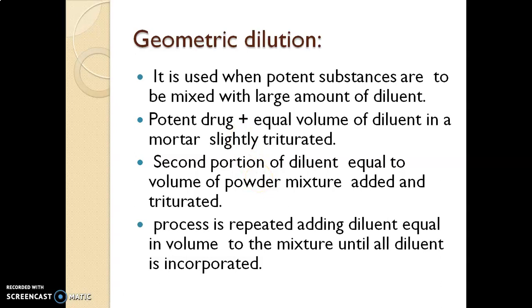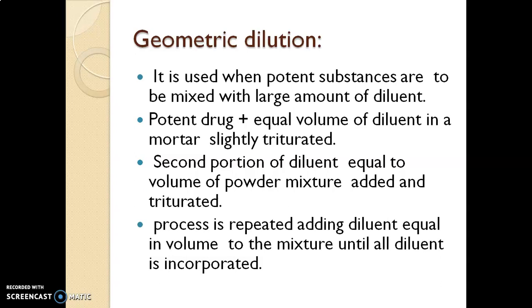It is used when potent substances are to be mixed with a large amount of diluent. Suppose you want to mix 100 milligram of potent medicament with 900 milligram of diluent, say lactose. How will you mix? By the geometric dilution method. First step: the potent drug, 100 milligram, plus an equal amount of diluent, that is 100 milligram of lactose. You mix it in a mortar and pestle. So you get a mixture of 200 milligram: 100 milligram potent drug and 100 milligram diluent.